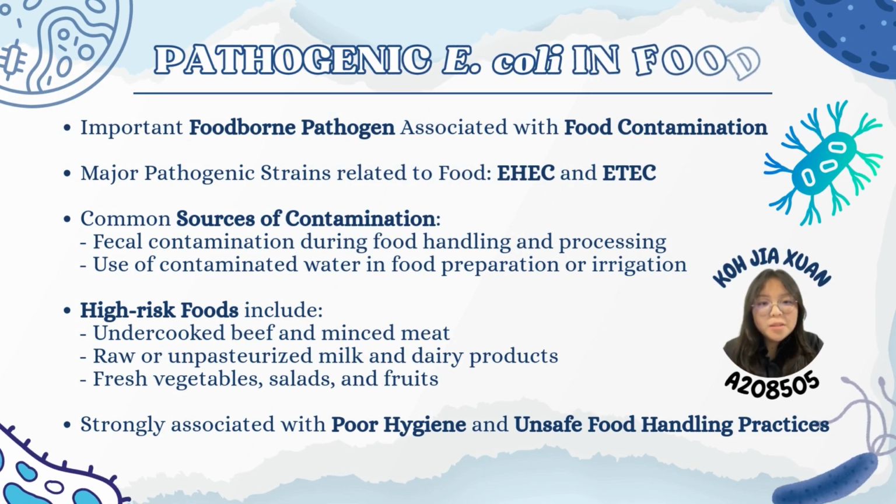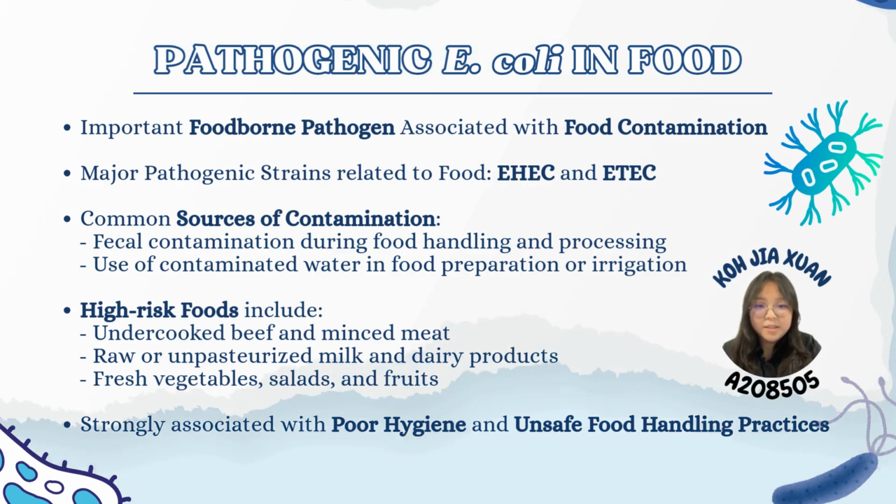Escherichia coli is an important foodborne pathogen associated with food contamination, particularly the pathogenic strains enterohemorrhagic E. coli or EHEC and enterotoxigenic E. coli or ETEC. Common sources of contamination include fecal contamination during food handling and processing, as well as the use of contaminated water in food preparation or irrigation. Examples of high-risk food include undercooked beef and minced meat, raw or unpasteurized milk and dairy products, and fresh vegetables and fruits. The presence of E. coli is strongly associated with poor hygiene and unsafe food handling practices.